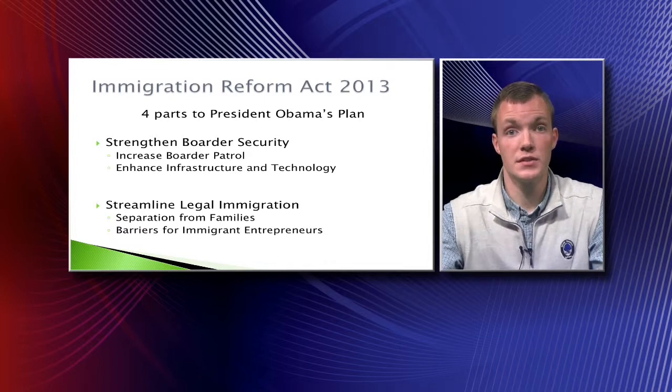The first category or part of this plan is to strengthen the border security. President Obama's proposal is to strengthen U.S. border security through patrol. Increasing border patrol will allow less and less illegal immigrants to sneak across borders.